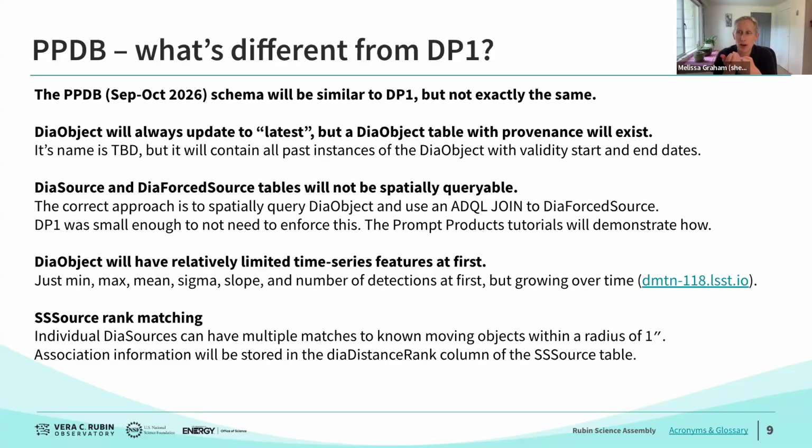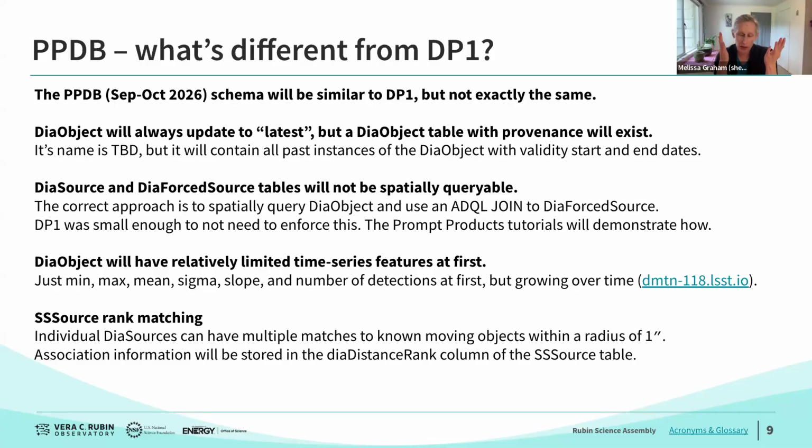Doing queries on source and force source tables is just really ineffective, because you've done one spatial query, but then it has to go through every table and effectively do the same query for every single observation that LSST has ever done. So Data Preview 1 was small enough not to need to enforce this no spatial queries rule on these deep photometry tables. But the prompt products tutorials will demonstrate how to do it.